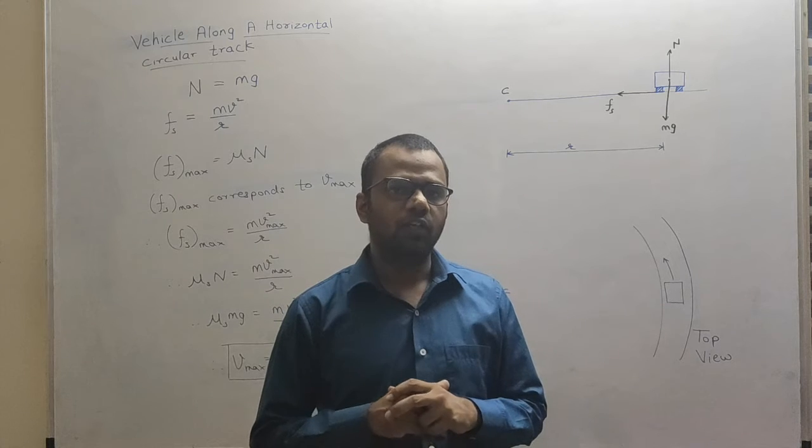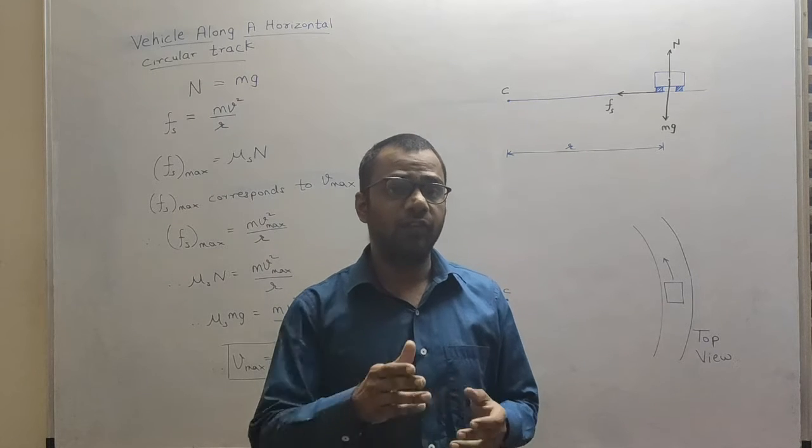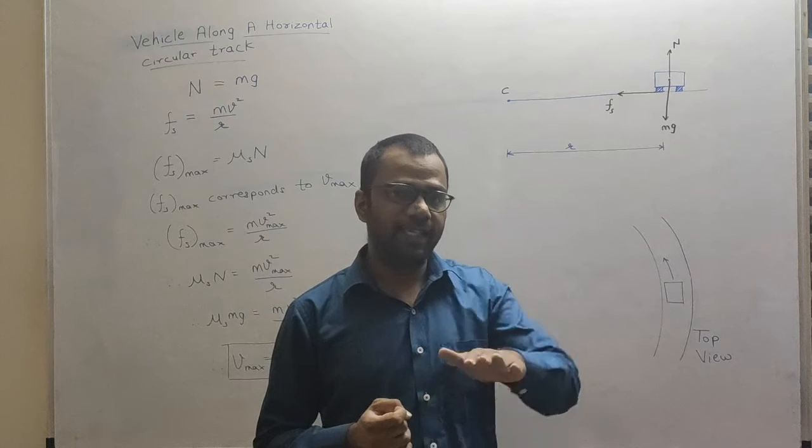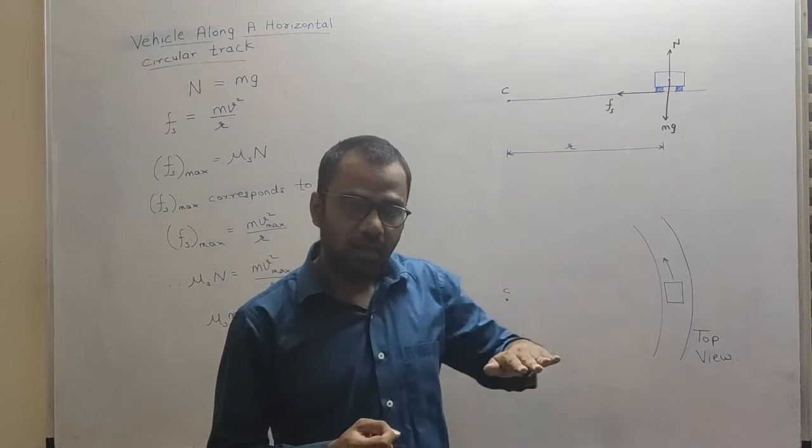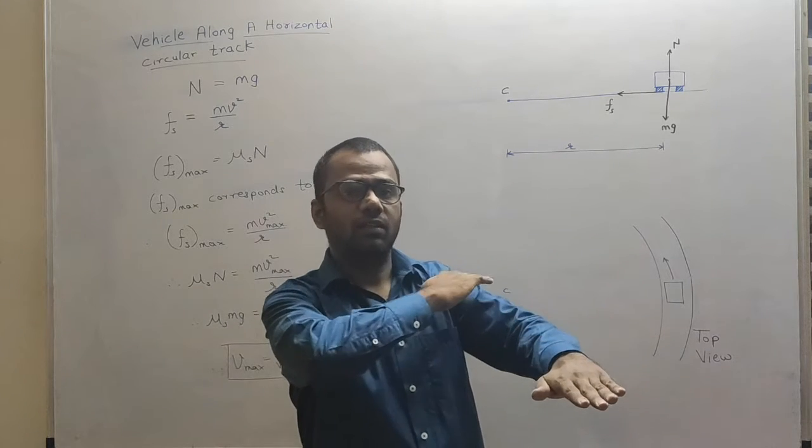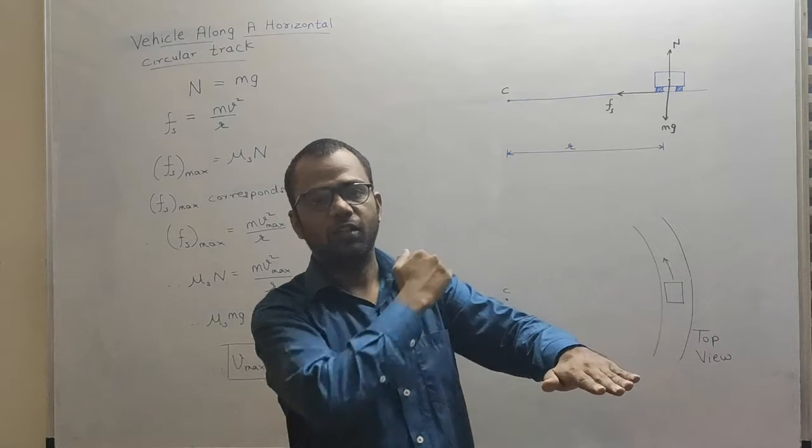Alright, now we'll talk about the circular motion of a vehicle. That means a vehicle taking a turn along a circular track, a circular horizontal track.